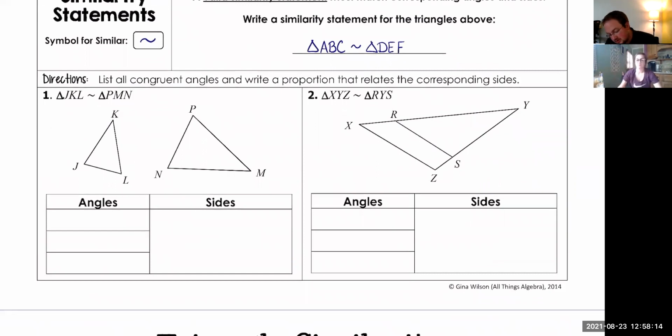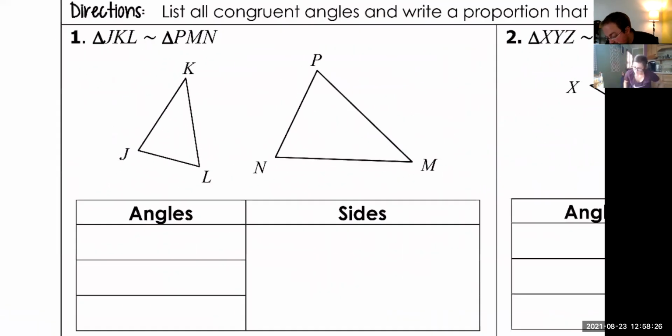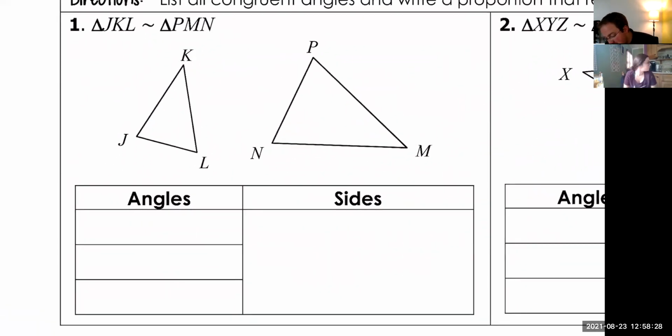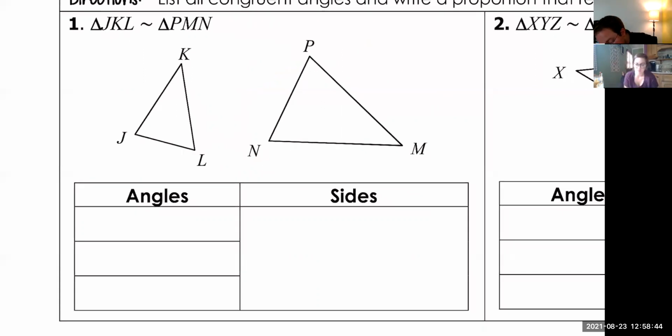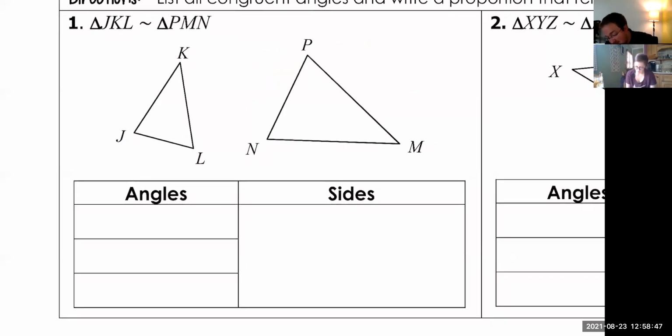All right, so we're going to take a look at these examples here. We're going to list all the congruent angles, but then also write a proportion that relates all of the corresponding sides for each of these. And we're given a valid similarity statement. Even though it may not look like it initially, because this triangle is a rotated, smaller version of the other triangle, we're given the similarity statement, so we don't have to assume anymore. We just have to write the relationships.